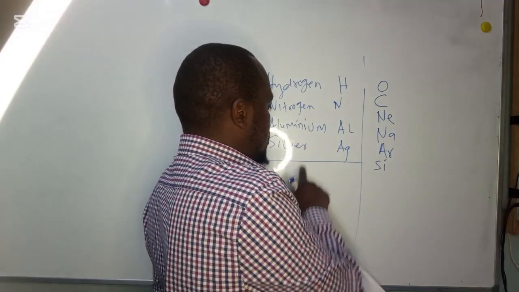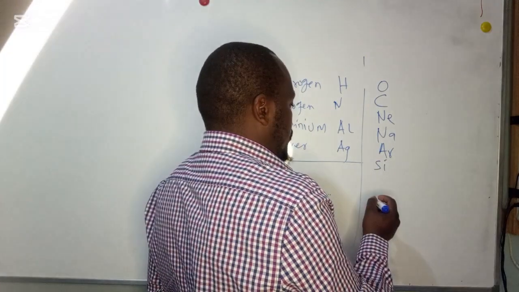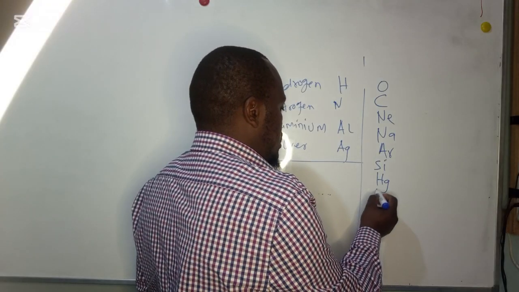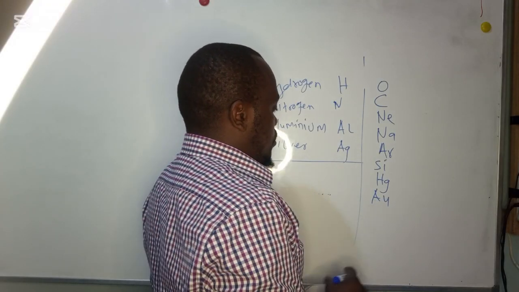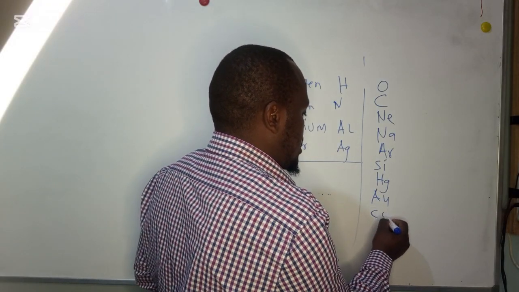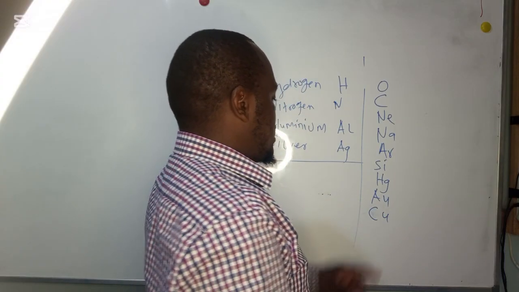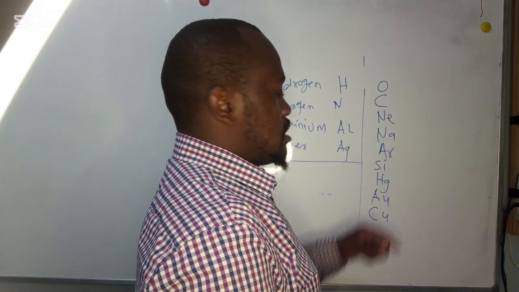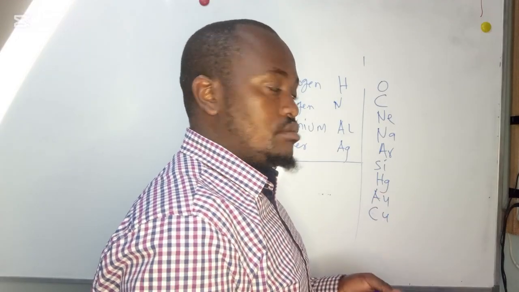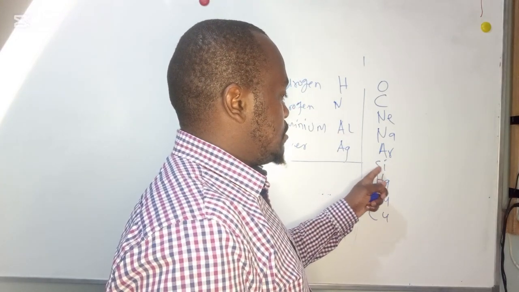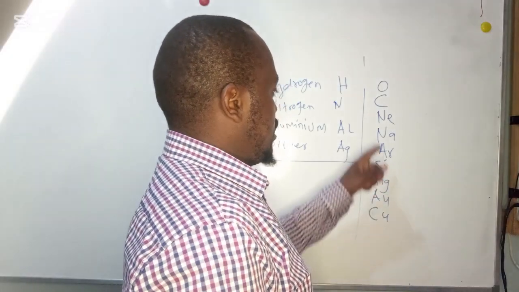Now that we have mentioned silver, what about mercury? Mercury is Hg. What about gold? Gold is Au. What about copper? Copper is Cu. The first letter is capital, the second is small. For elements whose symbol is 2 letters, the first letter is capital, the other one is small, even for sodium.